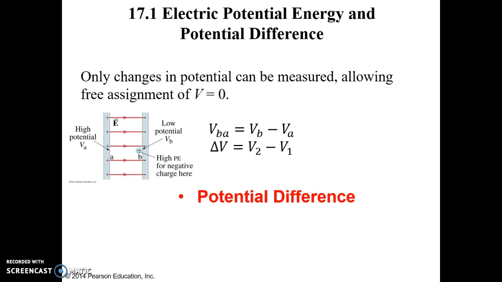Another way to think about potential difference is this equation. It's the change in potential between two points. In your textbook, though, it uses the top equation with letters A and B.